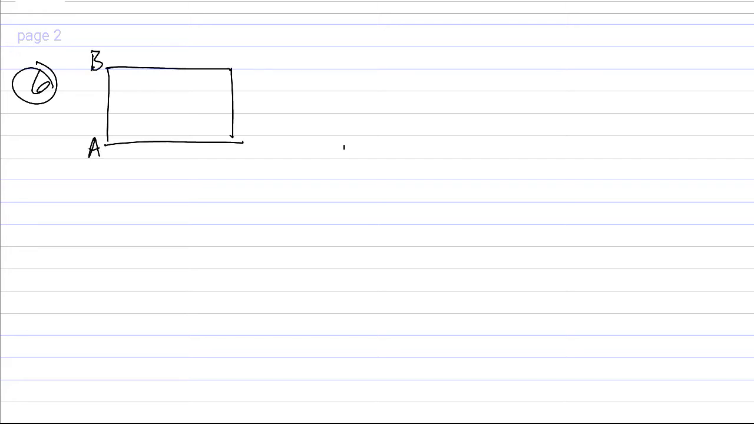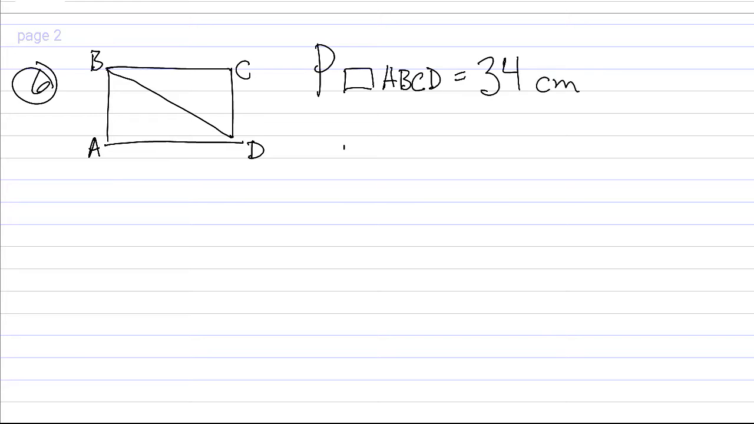Okay, our next problem gives us this rectangle, BADC, and it divides the rectangle with a triangle ABD. And we're told the perimeter of ABCD equals 34 centimeters. Alright, and we're told AB equals 5 centimeters.